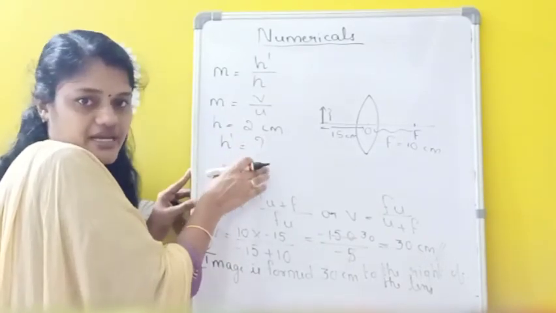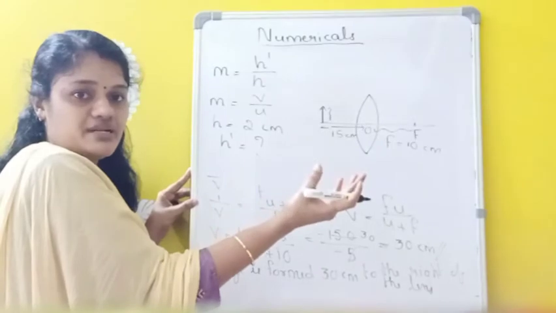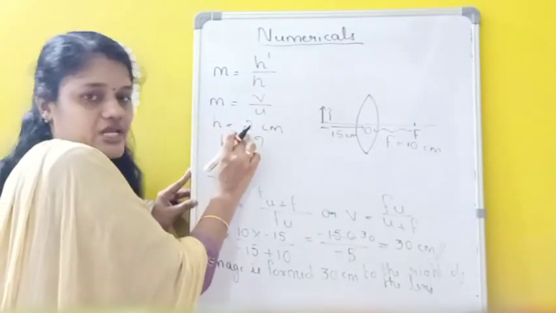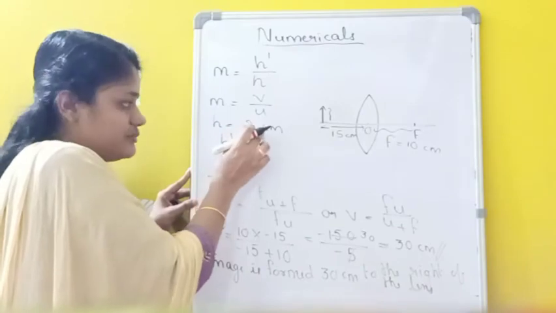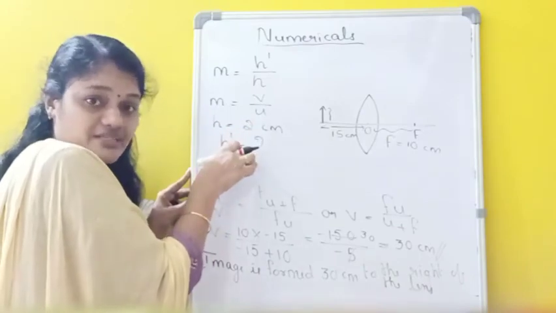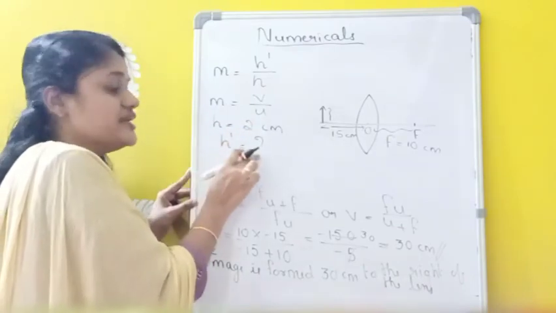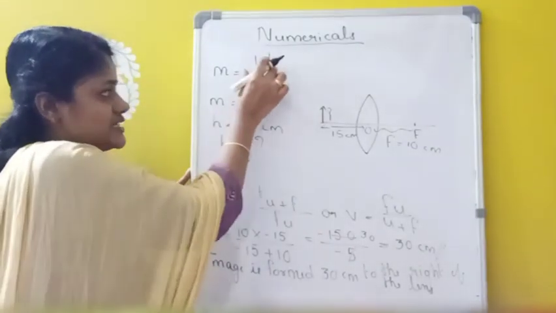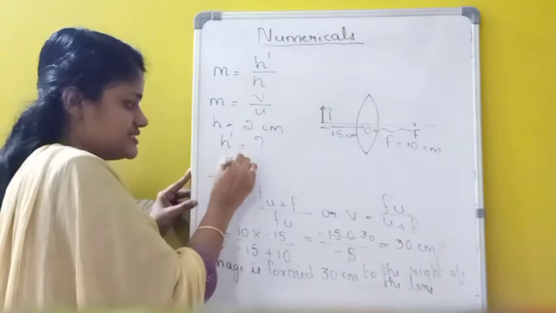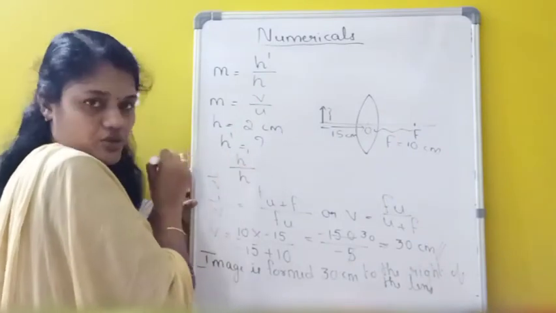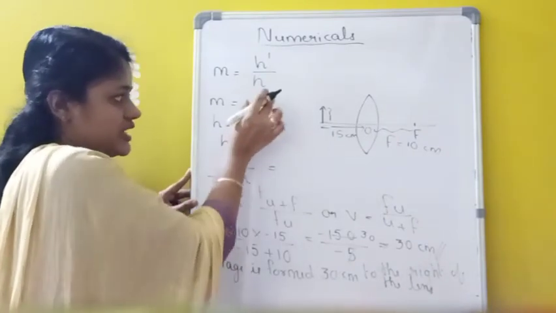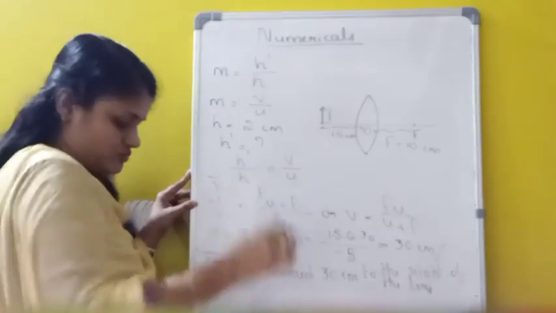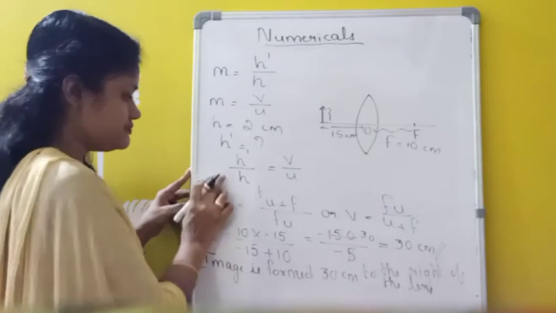Otherwise, simply we can find magnification and write whether it is diminished or enlarged. But suppose they are giving the h value in the question, and they are asking to find the size of the image, then you have to find h dash. So how will you find h dash? We have two formulas for magnification. h dash by h is one formula that can be equated to the other formula, v by u, because both are the same only.